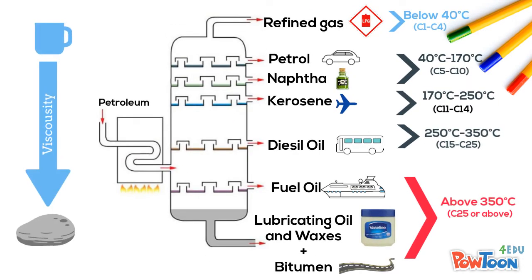The viscosity increases down the fractionating column because there are more carbon atoms in the chains, causing the same area to be more packed and thus making the product more viscous.